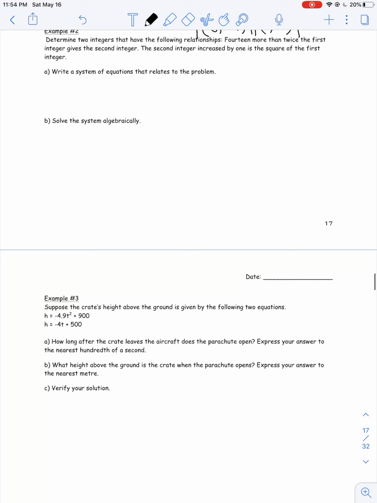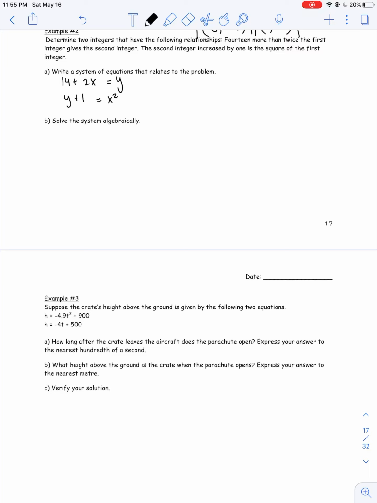The next thing you need to be able to do is write the equation that represents the scenario. So for example, they're saying 14 more, so 14 plus twice the first integer, we're going to call x the first integer, gives you the second integer. So y will be the second integer. And each sentence represents a new equation. So the next sentence, the second integer, which is y, increased by 1, is the square of the first integer, meaning x squared. So those are my two equations.